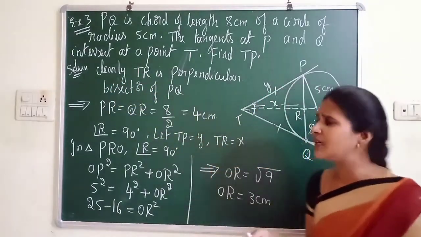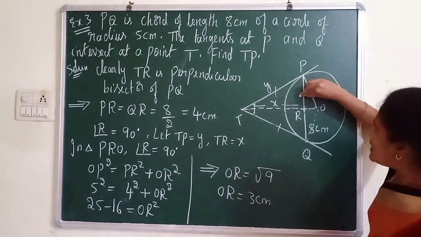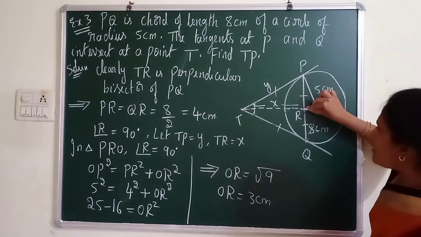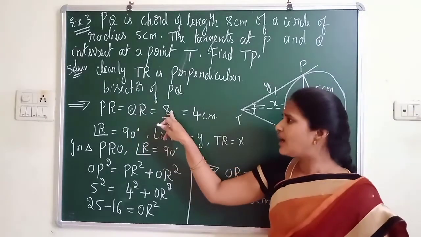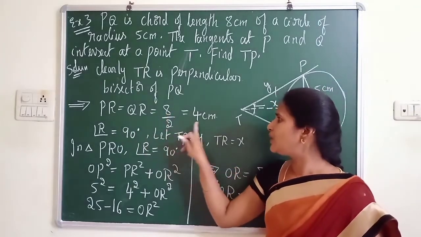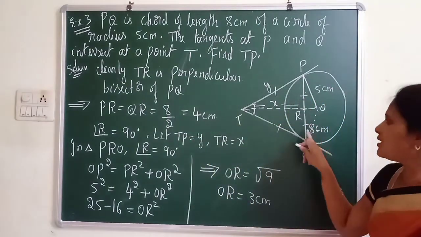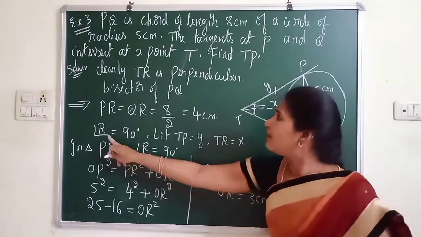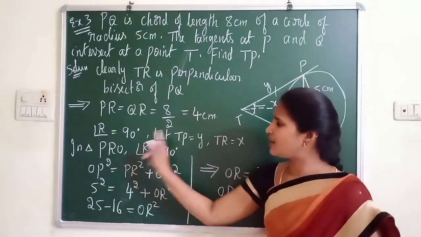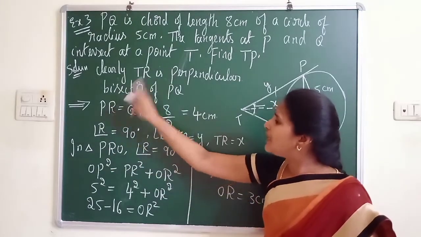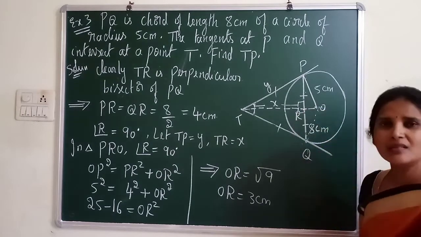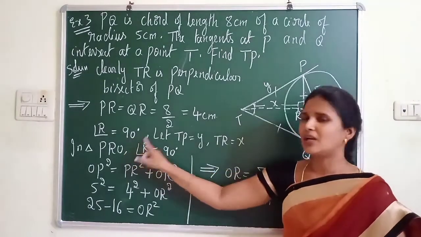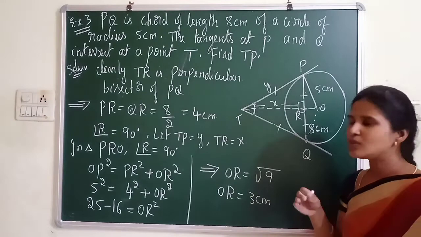What is the meaning of perpendicular bisector? Bisector means PR and QR are both equal. That is equal to the full chord length, 8 cm. 8 by 2 is 4. So this will be 4 and this is also 4. And bisector means both are equal. Perpendicular bisector means this angle will be 90 degrees. This angle is 90. So angle R equals 90 degrees. So this is the main idea to start.